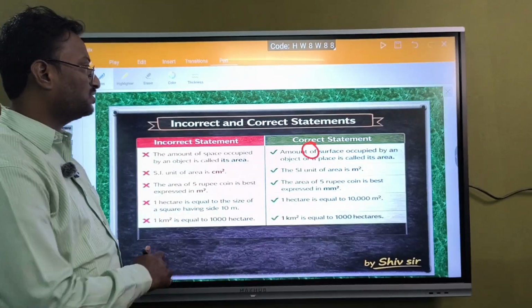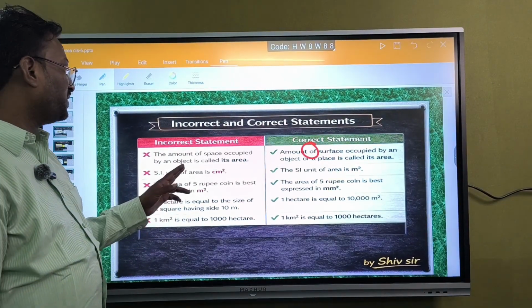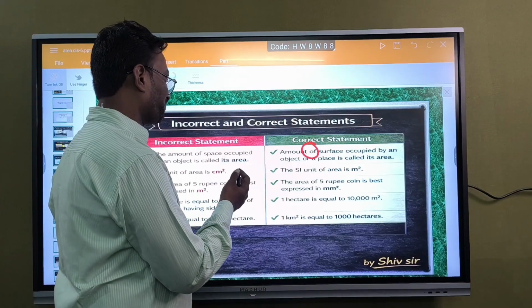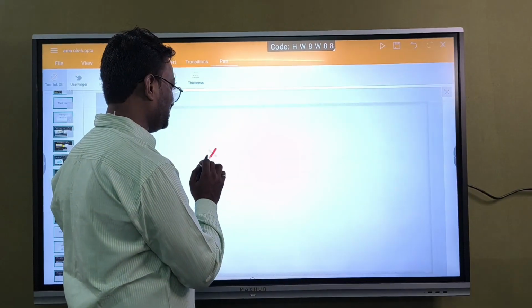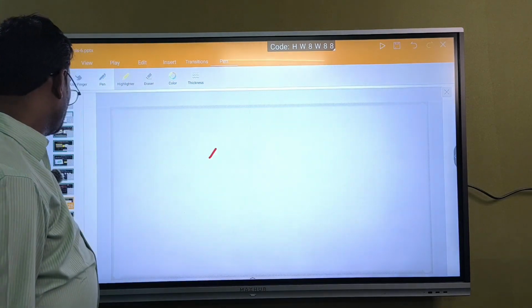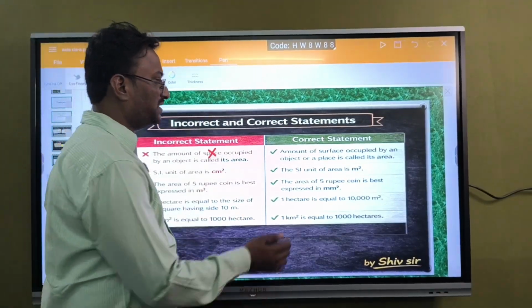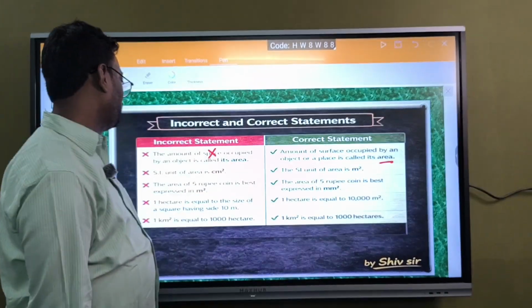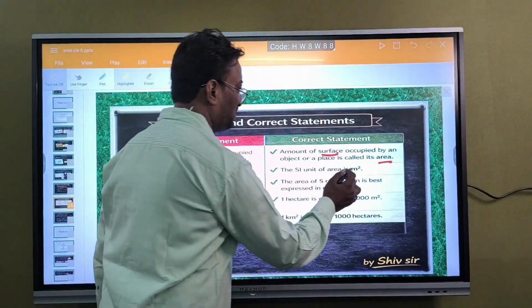And you have incorrect and correct statements. The amount of space occupied by an object is called dash. Not space, it is surface, since it is a two-dimensional concept. So it is called area. SI unit of area is centimeter square. No, it is not centimeter square, it is meter square.